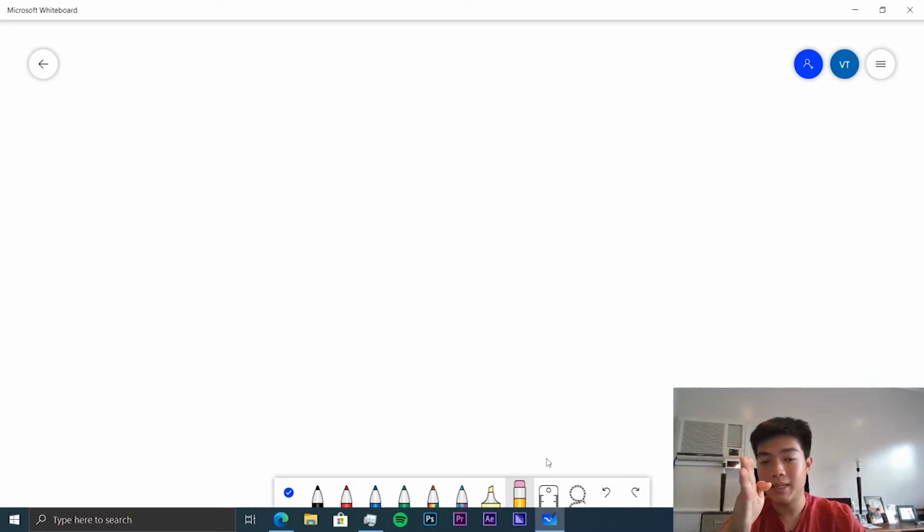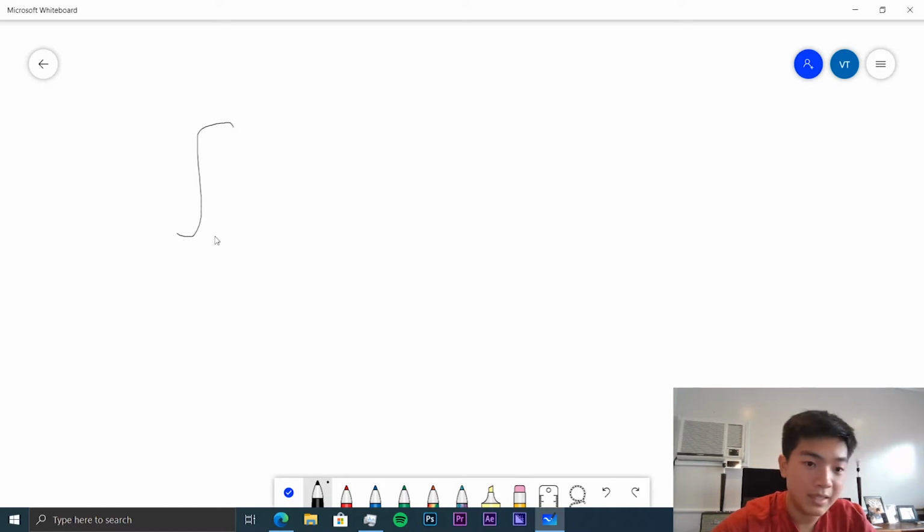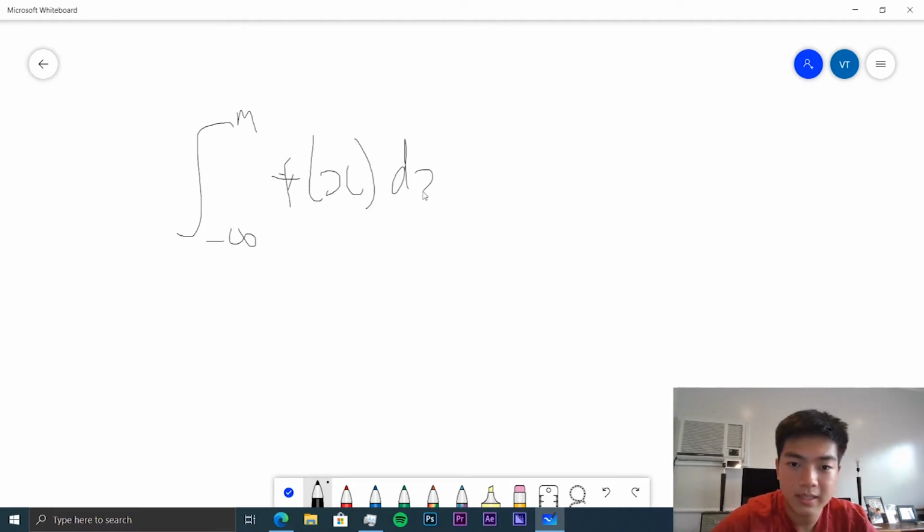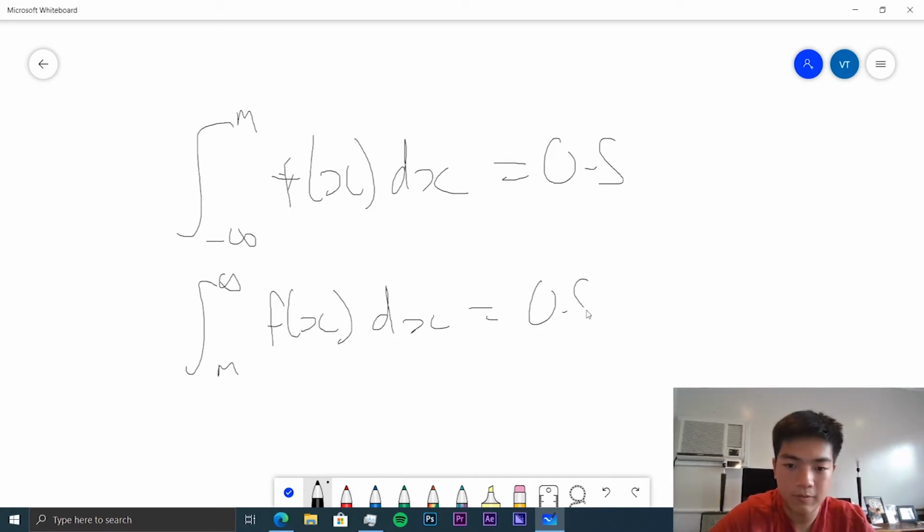There's an equal probability of a value being higher than the median or lower than the median, since it's in the middle. And so therefore, the probability that a number is lower than the median, the integral of f of x dx, must be equal to 0.5. And likewise, the probability that a number will be greater than the median is equal to 0.5 as well.